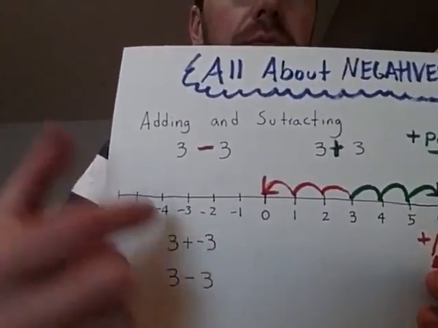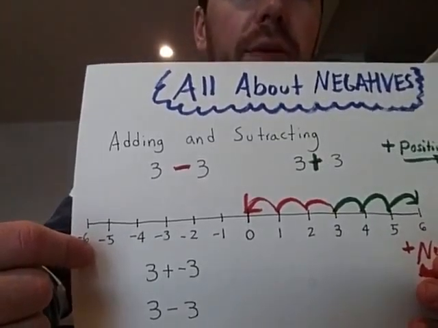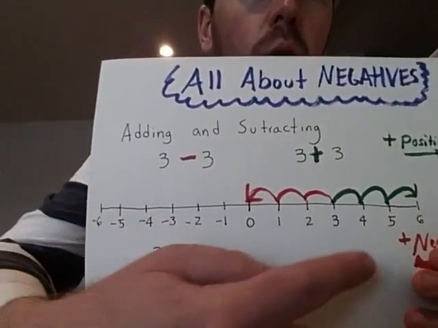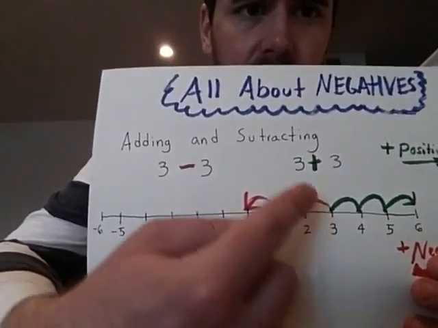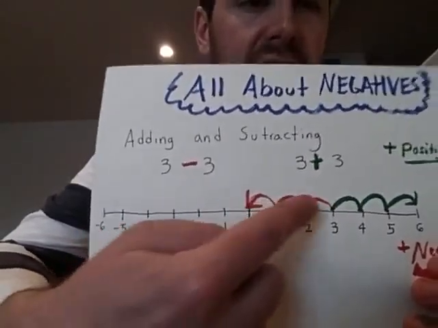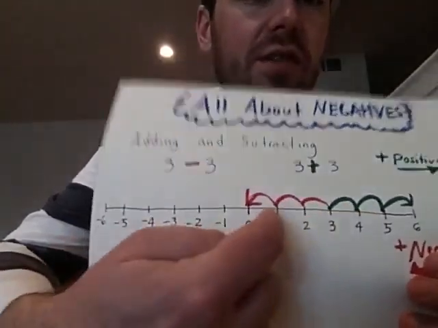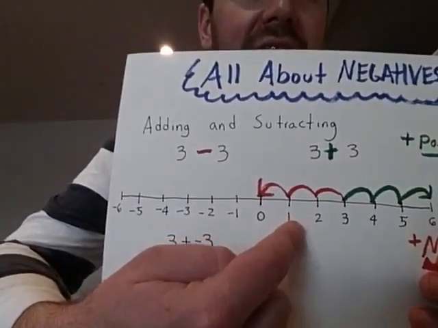Now, one thing I forgot to show you is what would happen if you were subtracting a negative. What would happen if you're subtracting a negative? Well, if we subtract a positive, like up here, we're going to move towards the negative. If we're subtracting a positive, we're going this way. But what would happen if we were subtracting a negative?